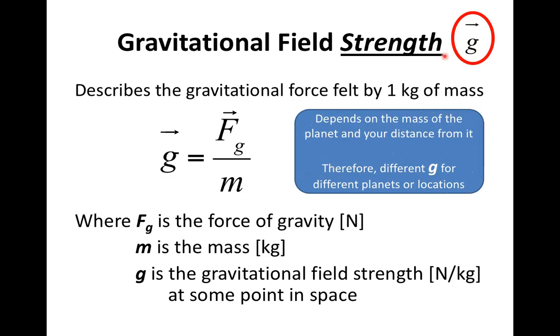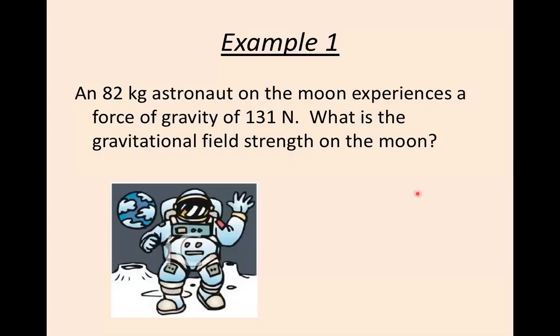And we would learn in grade 12 that this constant 9.81 depends on the mass of the planet and your distance from it. So if we're near Earth's surface, we can say your distance from the center of the planet is the radius of the Earth, which is why we can say it's a constant as long as we're close enough to the surface of the Earth. And because of this dependency on mass and distance to the center, different g values will exist for different planets or different locations on Earth.